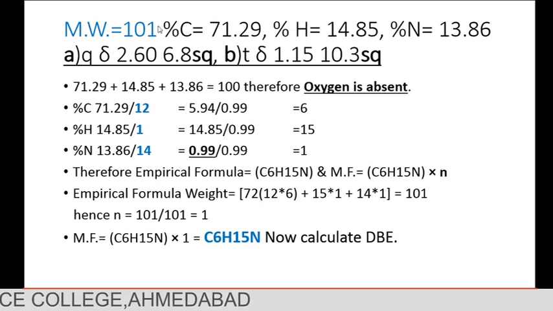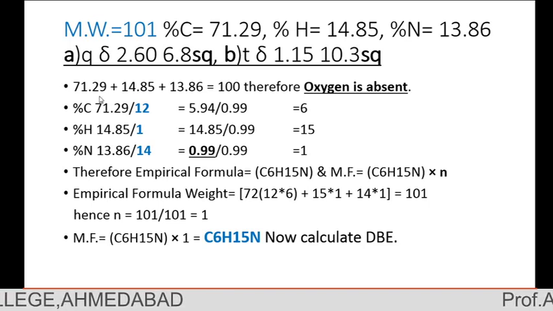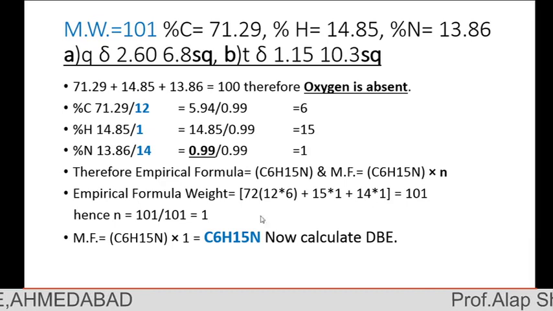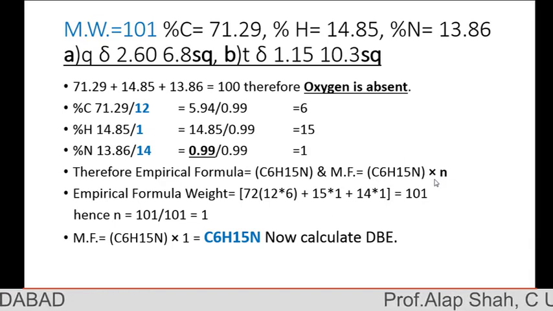So friend, in this problem you can see that empirical formula weight and molecular weight are the same. But in many problems you will find that it may not be the same. So now we will calculate n. What is n? Given molecular weight, that is 101, upon empirical formula weight, which is also 101. So n is 1. So molecular formula equals empirical formula into n. But as n is 1, whatever the empirical formula is, that is the molecular formula.